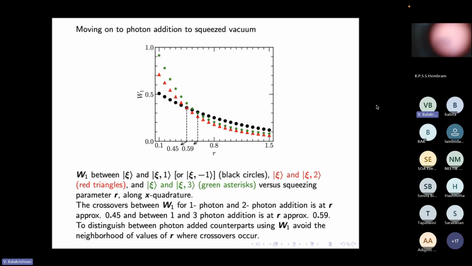You see that there is a crossover between the red and the black at about 0.59, at about 0.45, and between the green and the black at about 0.59. So at these points, one does not know how many photons have been added. But this too is all right, because the prediction is this: leave these values, go away from the crossover points, and you can definitely see the difference between addition of 1, 2, and 3 photons to the squeezed vacuum.